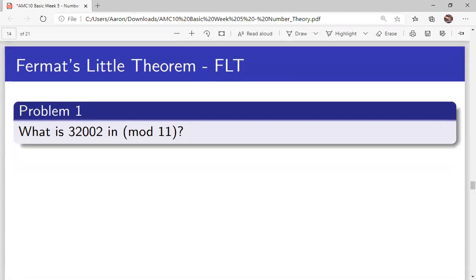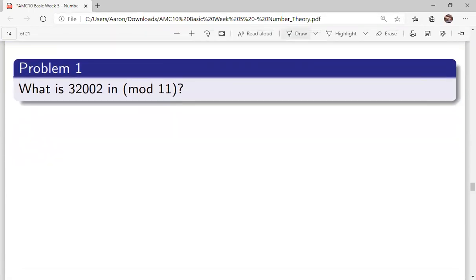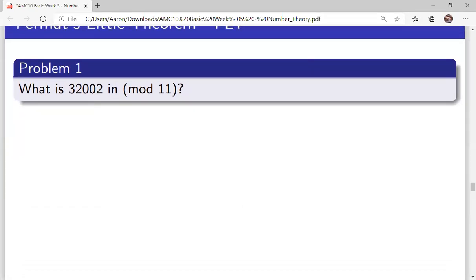So here's an example. And the LaTeX didn't render here. This should instead be 3 to the 2002, not 332,002.